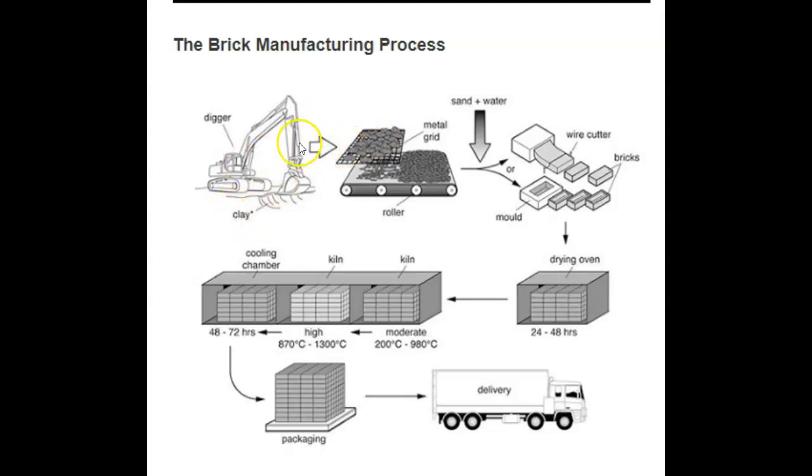It then enters a metal grid. Okay, check that out. Here, it's an active verb. The clay enters because it's something that the clay does itself. Okay, it is passed through. It enters. It is processed through. Okay, so you have to think about what this arrow is actually showing us.